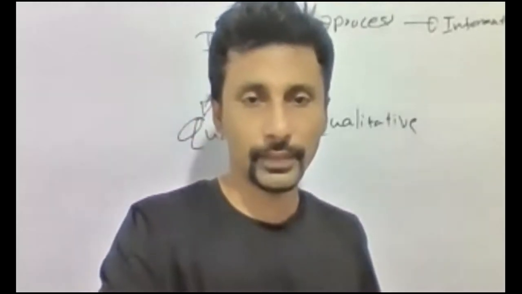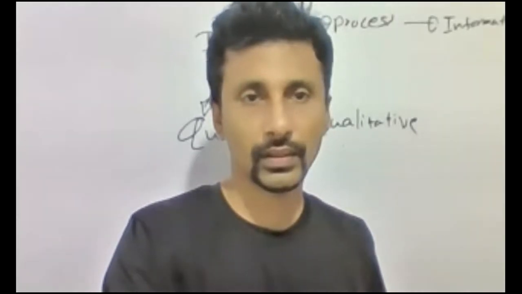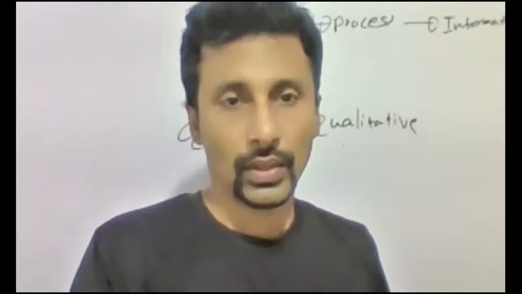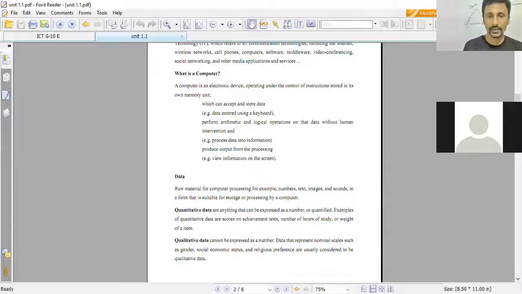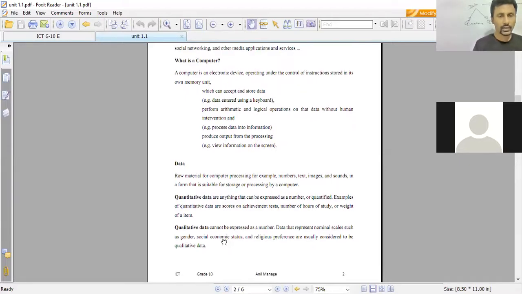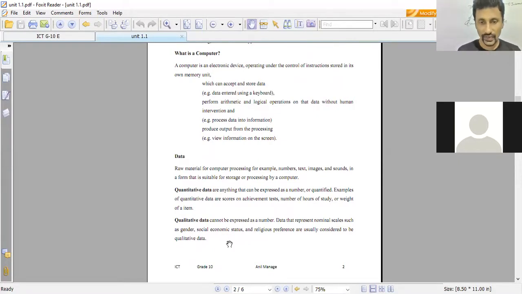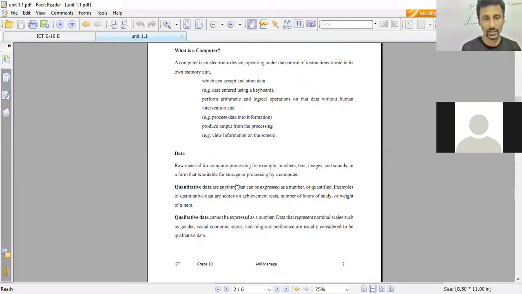So I am going to my slides again. Here, data I discussed. Quantitative data are anything that can be expressed as a number or quantified. Examples are scores on the achievement test, number of hours of study, or weight of an item. Qualitative data cannot be expressed as a number. Data that represent nominal scales such as gender, socioeconomic status, and religious preferences are usually considered to be qualitative data.